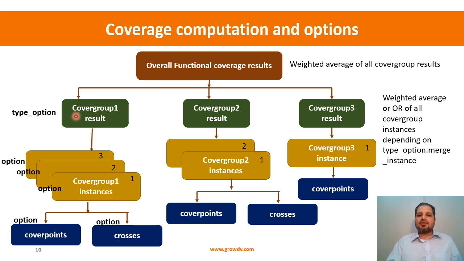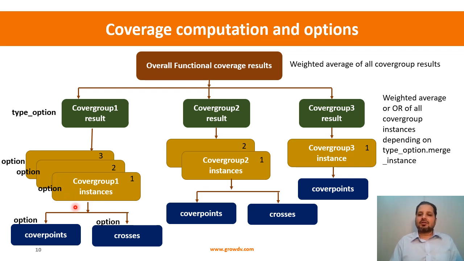And if I change the weight at the entire cover group level, the type option also has an option called weight, and the option, which is at per instance level, also has an option called weight. If I set it at the type option weight level, it doesn't affect the weights of these individual cover group instances. It only affects the results that are reported in aggregated form. Got it, right? This is an important point: whatever we set at the type option level, it only affects what we report by aggregating. It doesn't affect the way the individual coverage collection works.